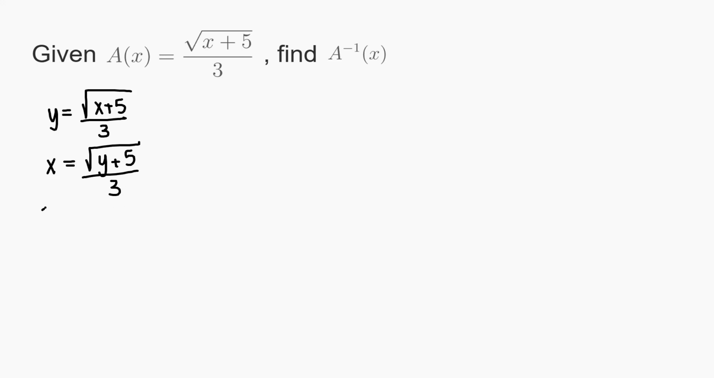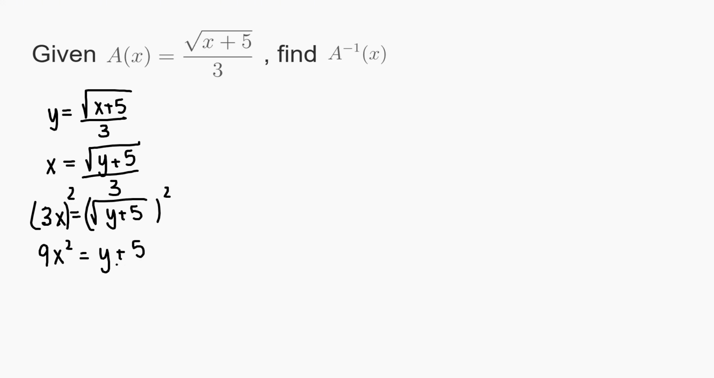So let's multiply this over to get 3x equals the square root of y plus 5. Now, to get y out, we have to square both sides. So let's do that. And we get 9x squared equals y plus 5. And then we're going to subtract both sides by 5 to get y equals 9x squared minus 5. Now, our last step is to replace y with the inverse. We get inverse of a is equal to 9x squared minus 5.